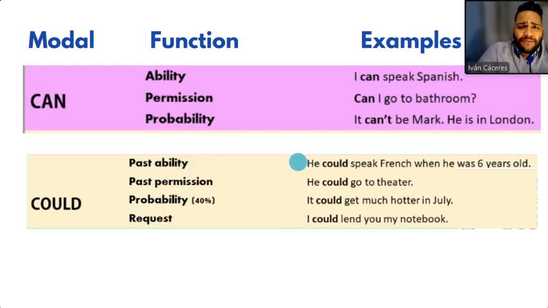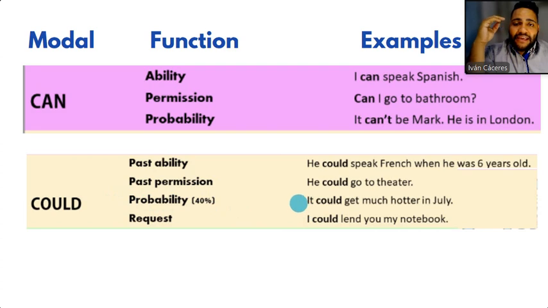For ability in the past, the example is this. He could speak French when he was 6 years old. Nowadays he can't. So nowadays he says, Je ne parle pas français. He could speak French when he was 6 years old, now he cannot. In past permission, he says he could go to the theater. He could go to the theater because he had the permission to do so. Now he doesn't have the permission.